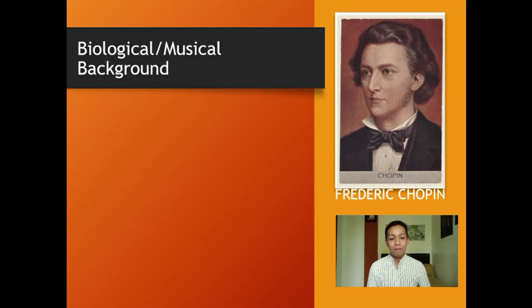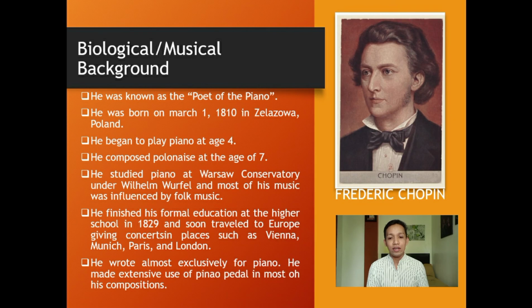Now let us first talk about Frédéric Chopin, his biographical or musical background. He was known as the poet of the piano. He was born on March 1, 1810 in Zelazowa, Poland. He began to play piano at age 4. He composed Polonaise at the age of 7, as mentioned earlier. He studied piano at Warsaw Conservatory under Wilhelm Werfel, and most of his music was influenced by folk music.